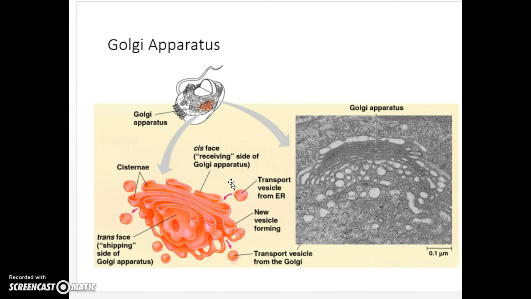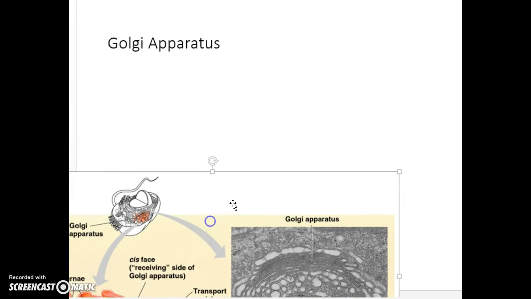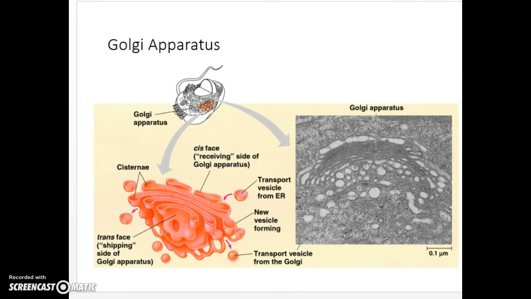And so the transport vesicles from the ER are going to come into the cis face of the Golgi, and then the ones that are leaving the Golgi are going to leave the trans face. And the caverns that you find within the Golgi are called cisternae.